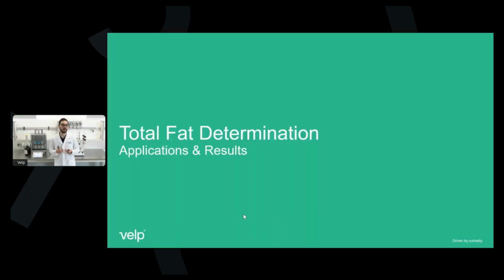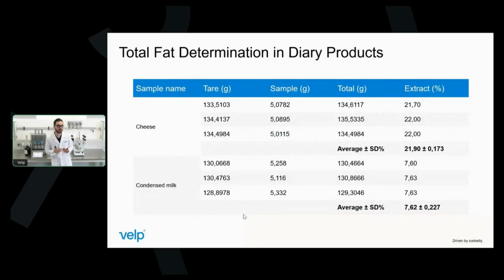Now we can see in much more detail some results that we have collected in our laboratories. We have performed the total fat determination in some dairy products, such as cheese and condensed milk. As you can see, the results show a low standard deviation, with a really low relative standard deviation, which tells us that the accuracy and reproducibility of the process are retained during the whole process.